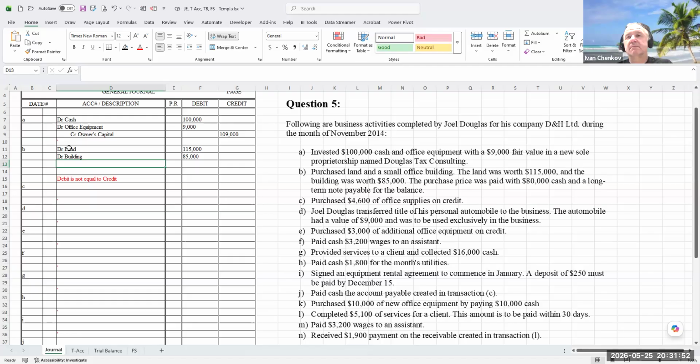Now, how did we pay for this? We paid cash, $80,000. Let's credit cash with $80,000. And what else? Long-term note payable. Long-term note payable credit. What is this for us? It's a liability, correct? Note payable. How much will that be? 120,000.